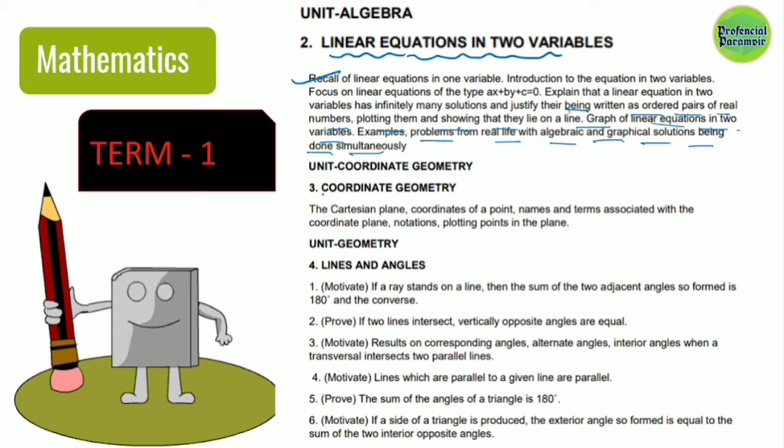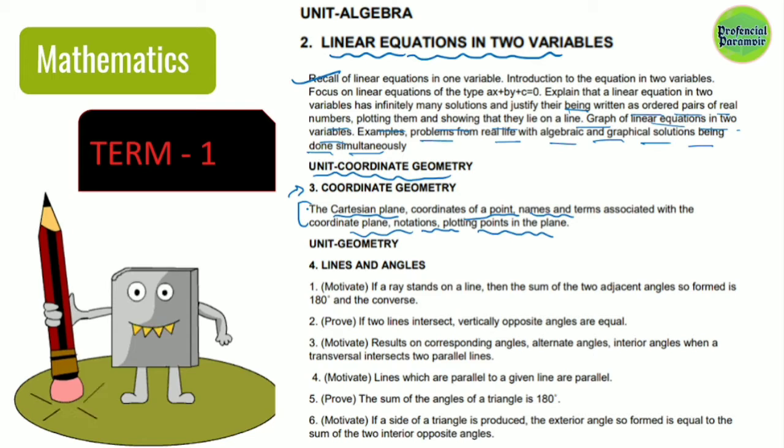Okay. Then we have the next unit, that is coordinate geometry, and for coordinate geometry we are having the Cartesian plane, coordinates of a point and names and terms associated with coordinate plane, notations, plotting points in a plane. These topics will come from the third chapter, that is coordinate geometry.